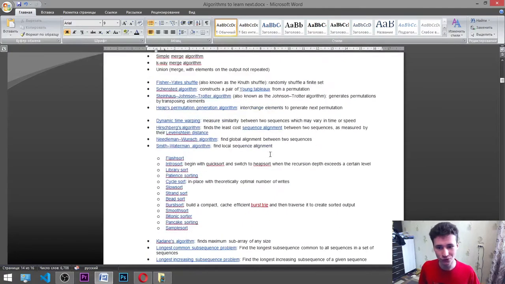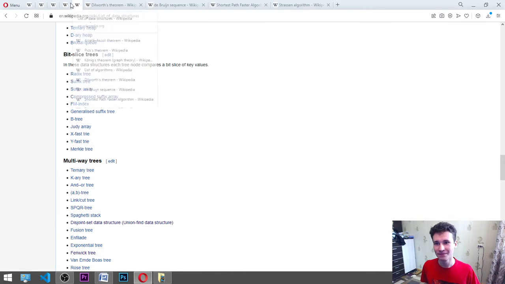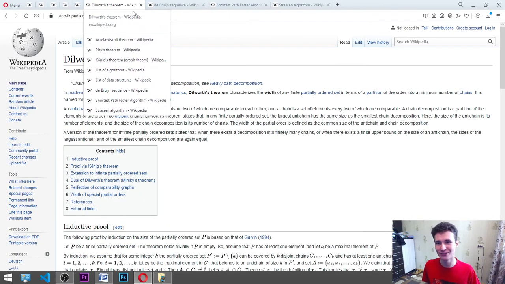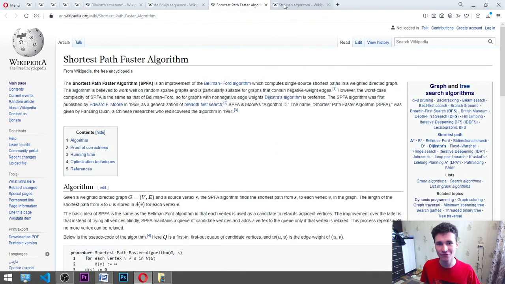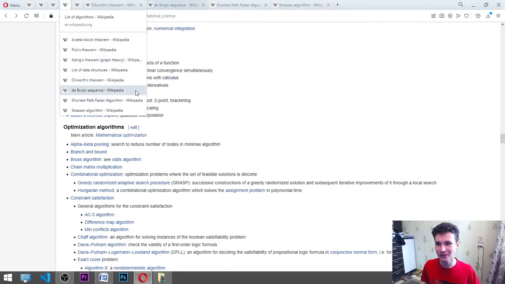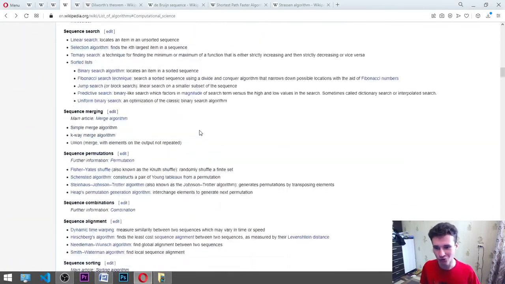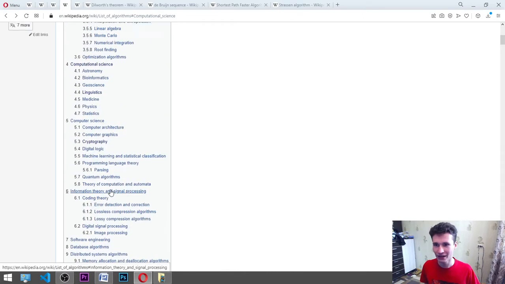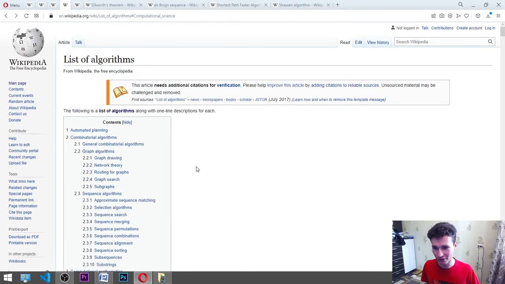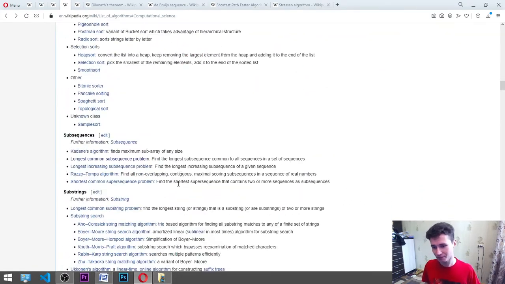Okay, we have it. If you want, you can check your knowledge about them, you can open this list of algorithms. Dilworth's theorem, de Bruijn sequence, shortest path faster algorithm, Strassen algorithm, and these you can learn on your own. If you want, you can Google the list of algorithms, you will find it. It is all useful. If you learn all about graph search, and also about combinatorics, combinatorial algorithms, and searching and sorting algorithms, then you can solve a lot of different tasks that you need.